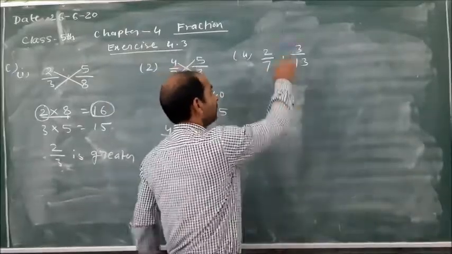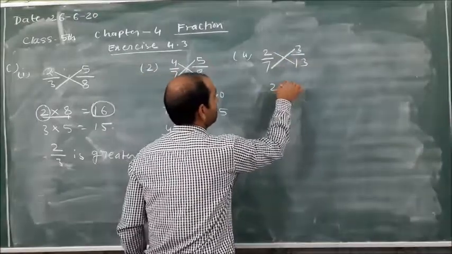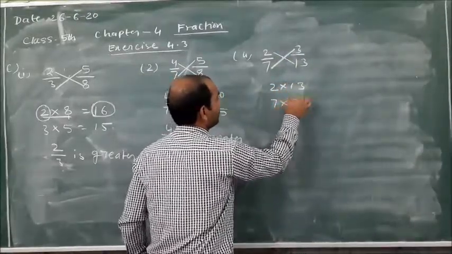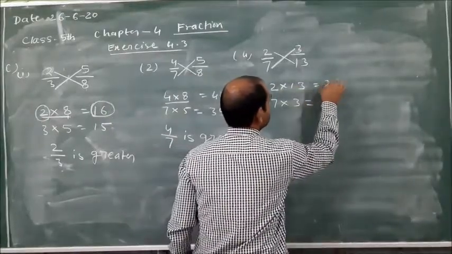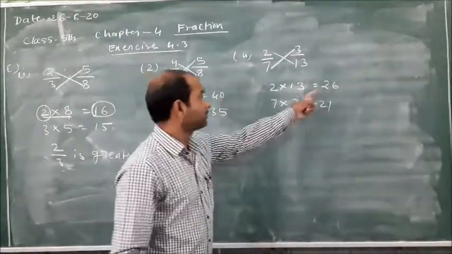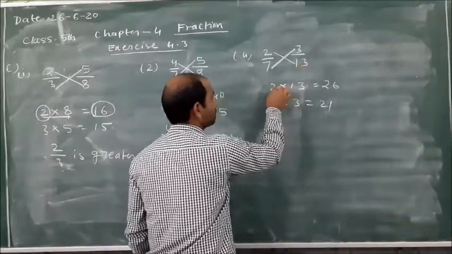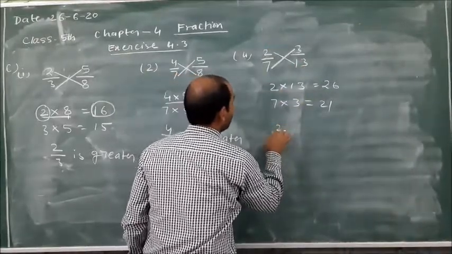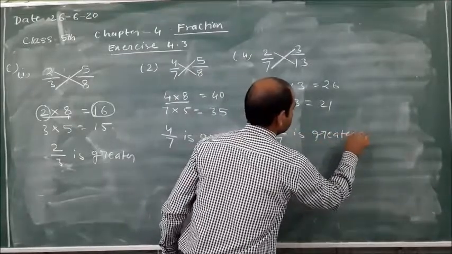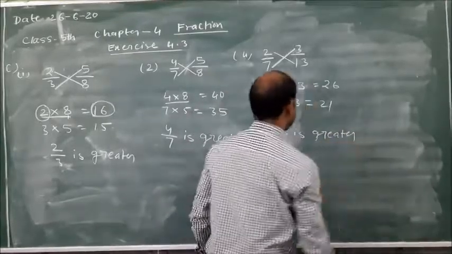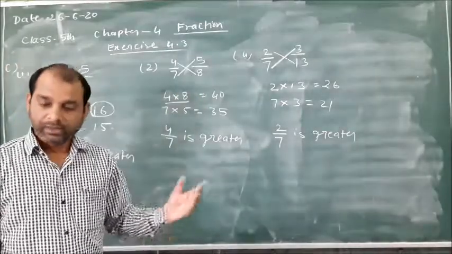In this fraction also we do the cross multiply this way. So 2 multiplied by 13 and 7 multiplied by 3. 7 threes are 21, 13 twos are 26. And 26 is greater. 13 is the denominator, 2 is the numerator. So 2 upon 7 is the greater fraction. Now this exercise, dear students, is completed.